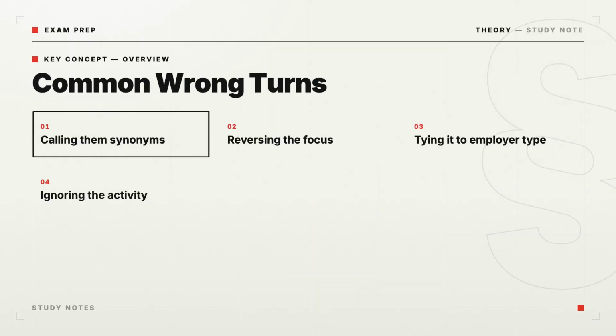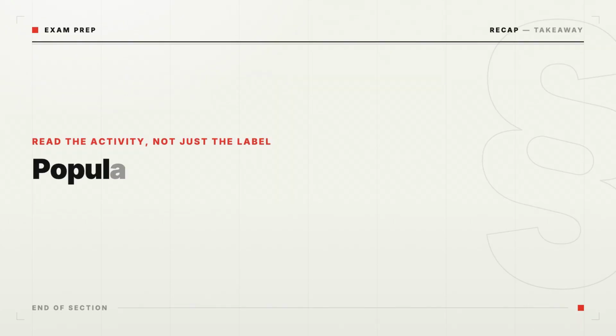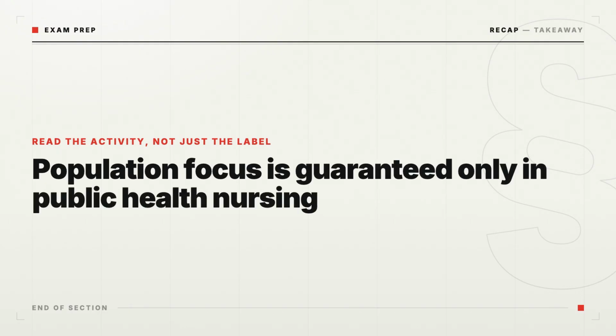Three wrong turns show up constantly: treating the terms as strict synonyms, reversing the relationship by handing community health nursing the guaranteed population focus, and tying the distinction to employer type, when public health nurses work everywhere from schools to disaster response. The real test is always the activity itself, not the label. When a source says public health nursing, assume population focus. When it says community health nursing, check the activity first, because that orientation is the very thing easiest to lose under a heavy caseload.